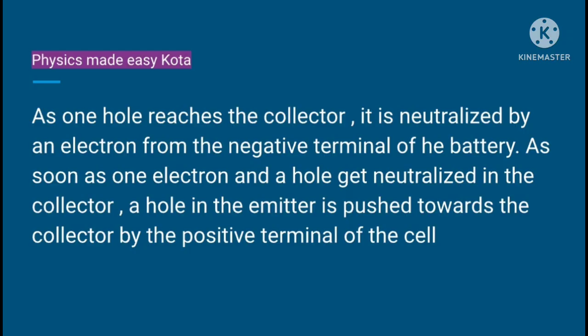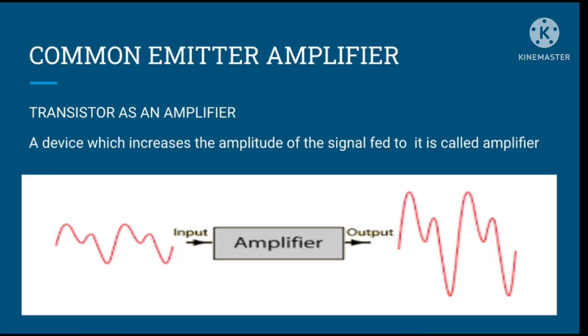As soon as one electron and a hole get neutralized in the collector, a hole in the emitter is pushed towards the collector by the positive terminal of the cell VEE, and the continuous flow of holes from the emitter to collector through the base takes place. The emitter current is a combination of the base current and the collector current.